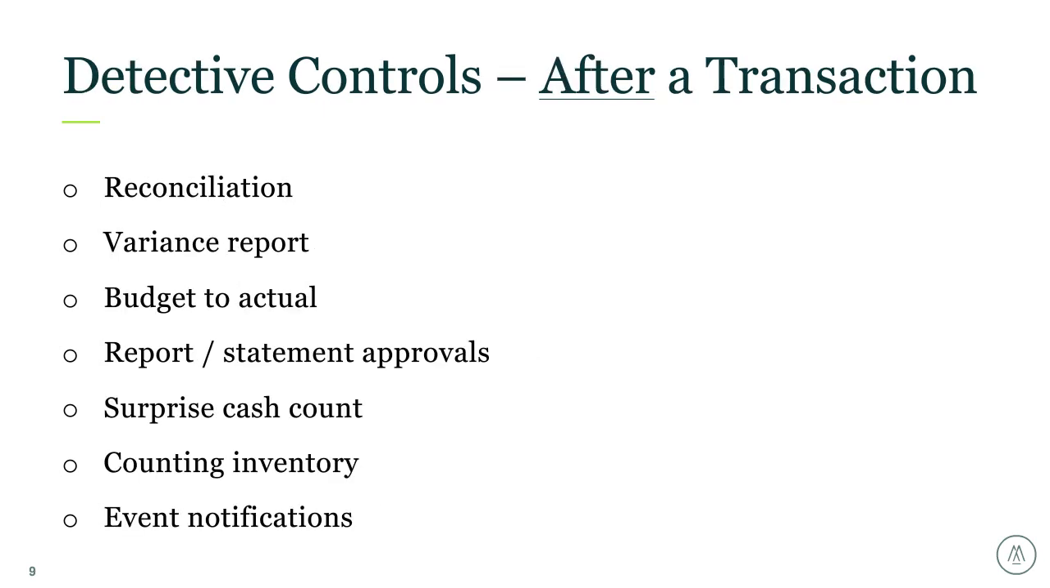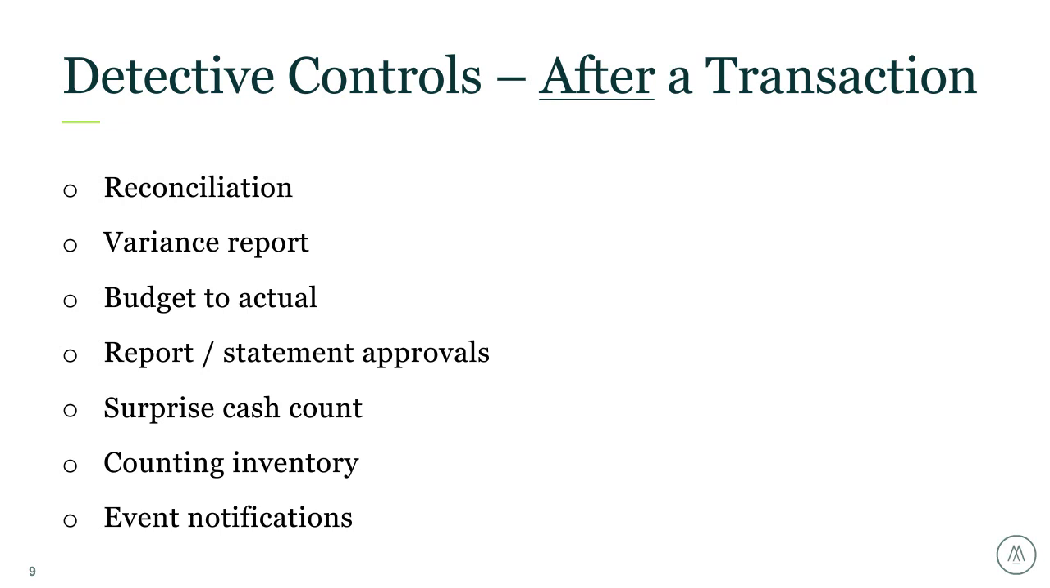A detective control is designed to locate problems after they have occurred. So once problems have been detected, management can then take steps to mitigate the risk that they will occur again in the future, usually by altering an underlying process. So examples of detective controls include bank reconciliations. They can detect unexpected withdrawals from a bank account.